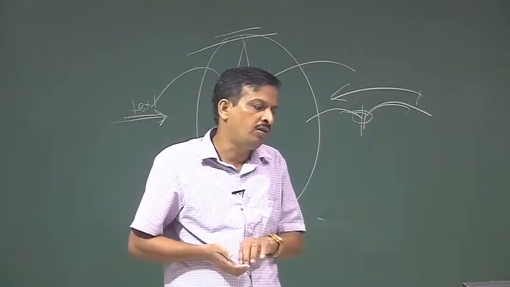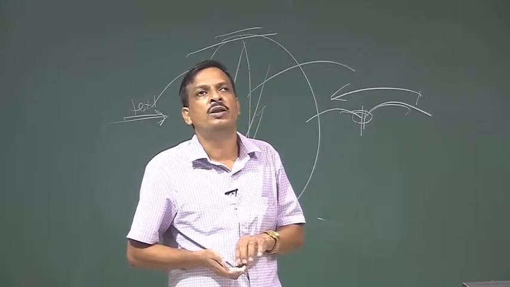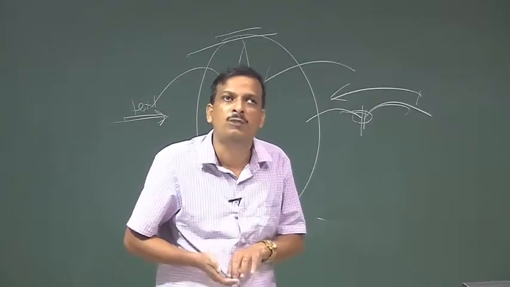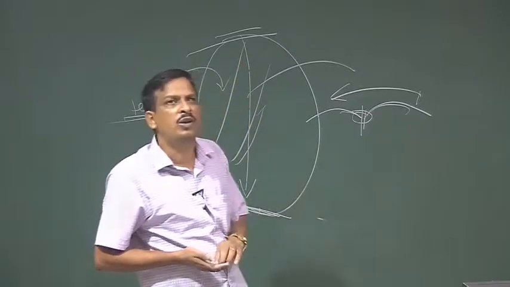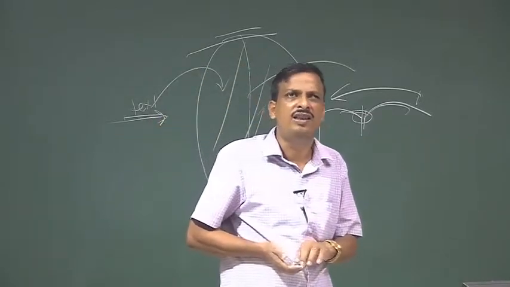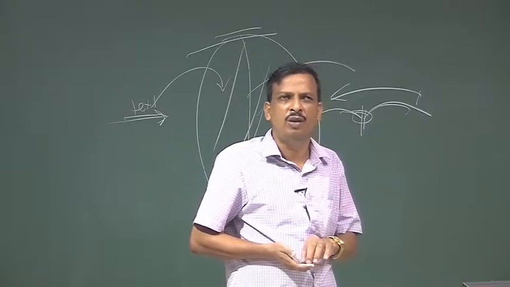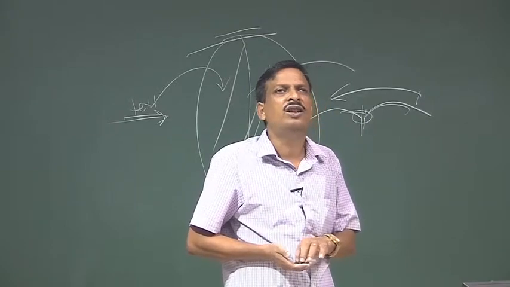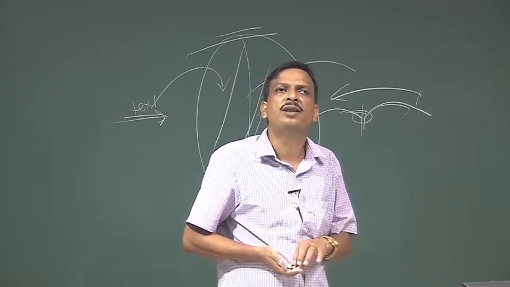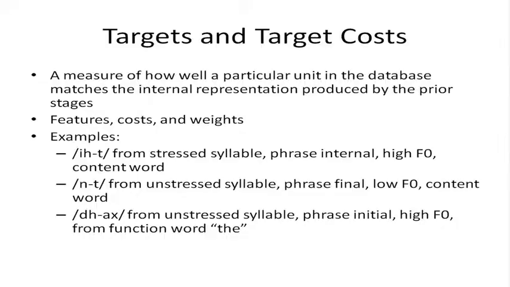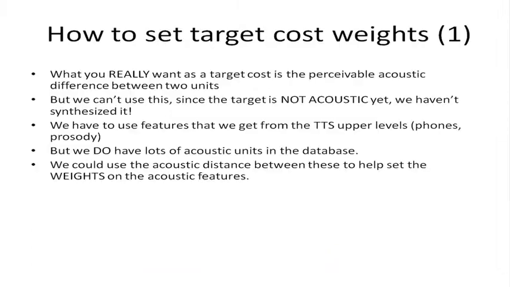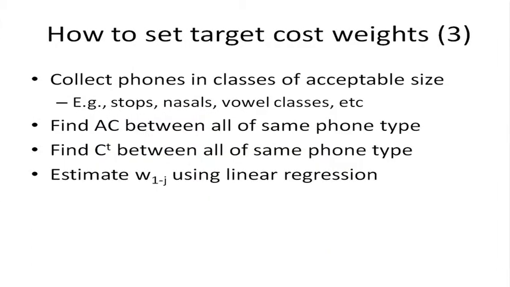So, target cost and joining cost, based on these two cost functions, we select the units. Carnegie Mellon University has a unit selection TTS, the Festival engine. You have heard about the Festival engine. That is nothing but a unit selection based TTS system. I have not described the target cost in detail, it is available in the slide, you can go through it.